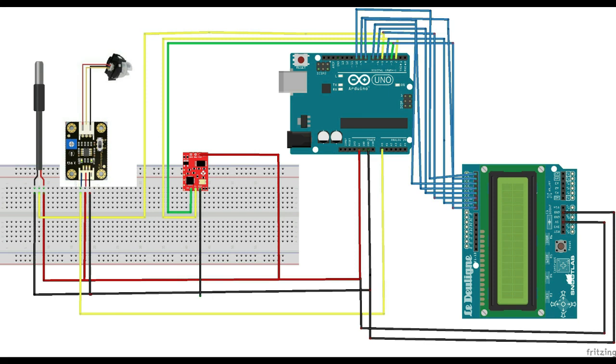For the turbidity sensor, the output wire is connected to the A0 analog pin. The positive wire is connected to the 5-volt power pin. The ground wire is connected to the ground pin. For the pH sensor, the positive wire is connected to the third digital pin. The output wire is connected to the second digital pin. The ground is connected to the ground of the Arduino. The Arduino is connected with the LCD display as per the connections.